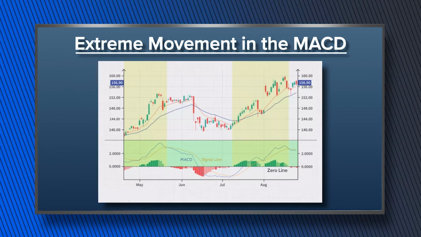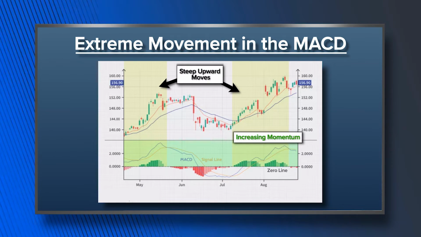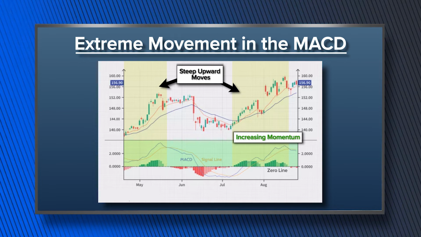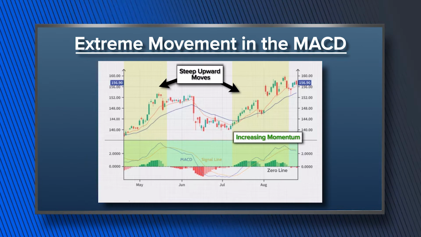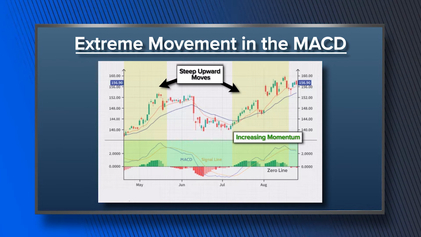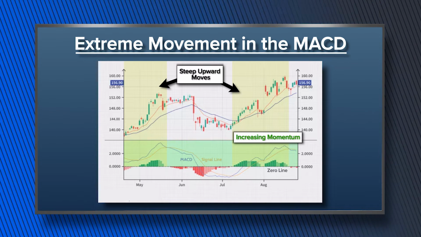Now I told you I learned a lot about this from the man himself, Gerald Appel. So there's some tricks that some people don't really even think about, and I'm going to tell you one of them right now. When the MACD makes a very steep move, so say the MACD goes from below zero to above zero, but it does it in a very steep way. Instead of gradually, it seems to go from down to up very, very quickly. That is a sign of more strength to come.